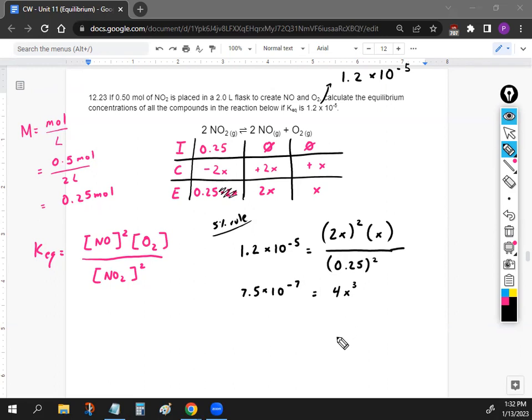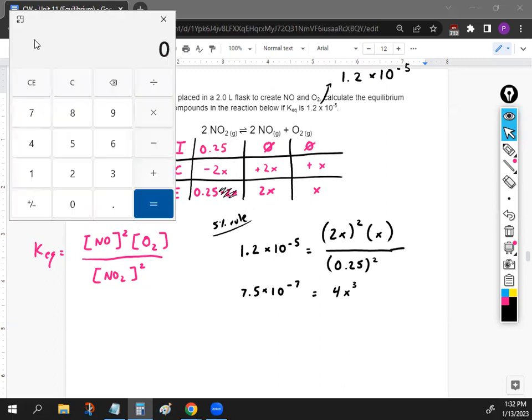Make sense? Okay, so let me rewind. Here, I'll show it up here, just the steps. What we did was first do 0.25 squared, it's going to be that value, and then we multiply both sides by it. So we multiply 1.2 times 10 to the negative 5 by this number, and that'll give you 7.5 times 10 to the negative 7.